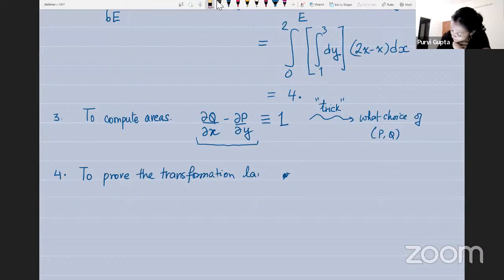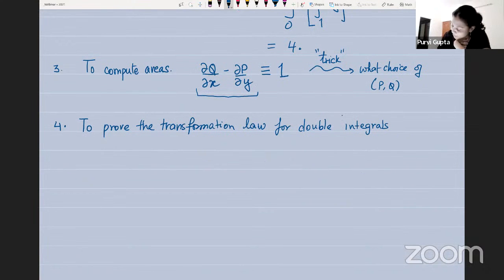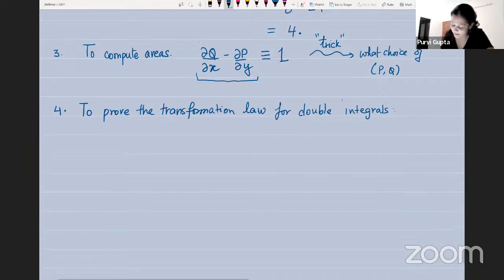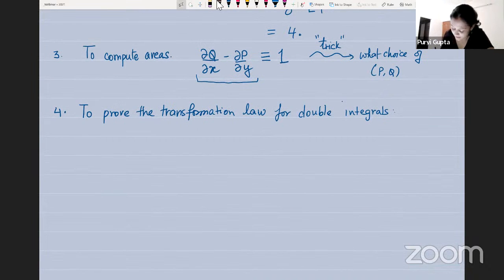Okay. So the transformation law for double integrals, what you would call change of variables. So what is this? How does it go? We'll not give a full proof over here, but maybe if I have some time, I can indicate where this is coming from. So let's actually write down what the transformation law says.